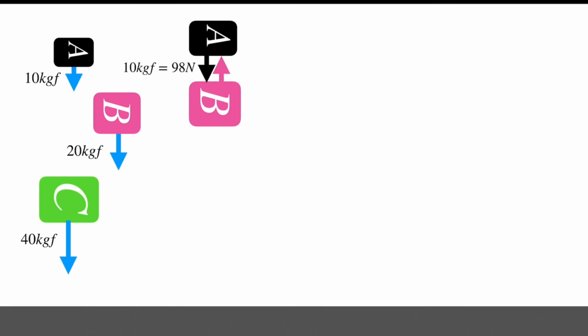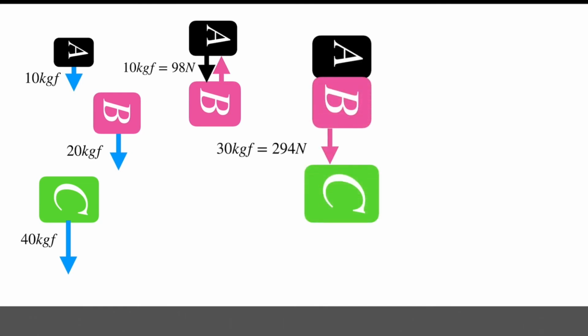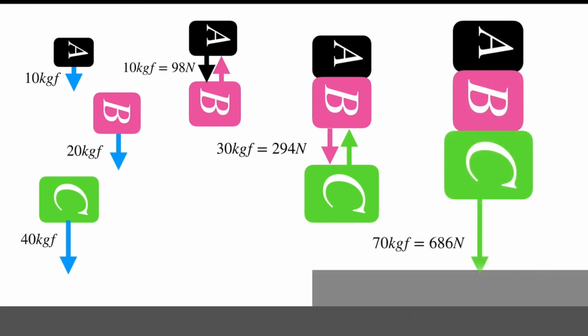What about the interaction between block B and C? There is a downward normal force on block C because of the combined weight of stacked blocks A and B. That is 30 kg force or 294 Newton. As a reaction, block C applies an equal and opposite upward normal force of 294 Newton on block B and creates an action-reaction force pair. Similarly, you can explain the action-reaction force pair between block C and the ground. Here all the individual blocks are at rest as there is no net force on any of the blocks.